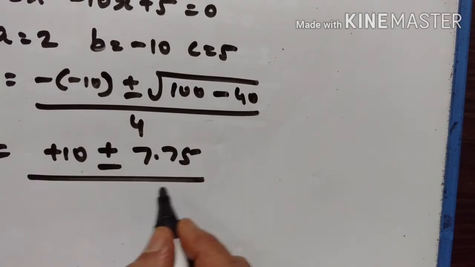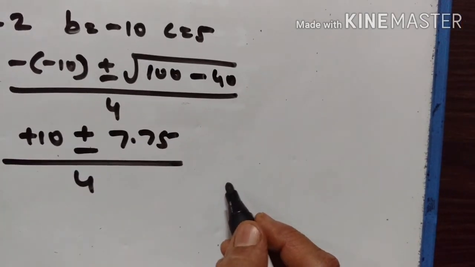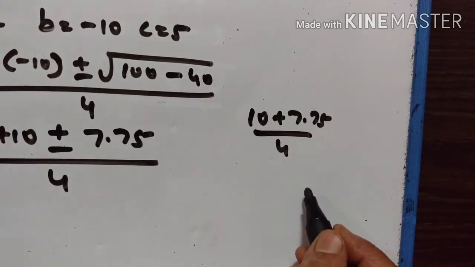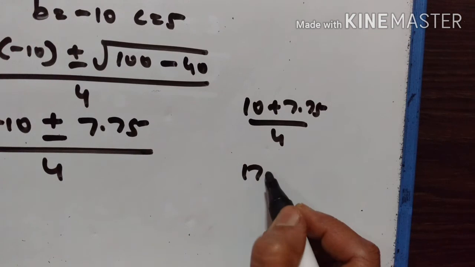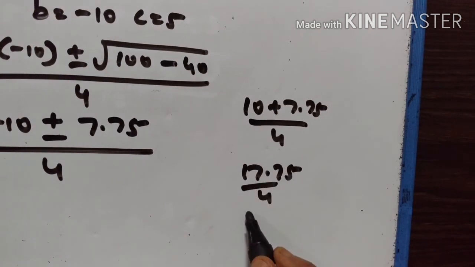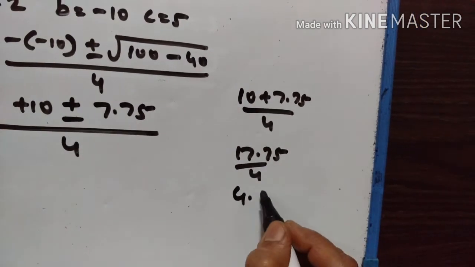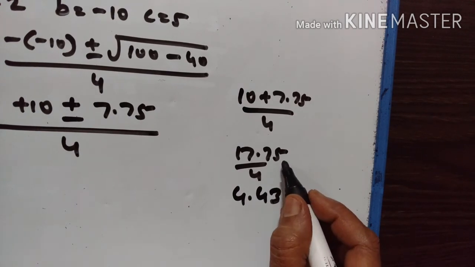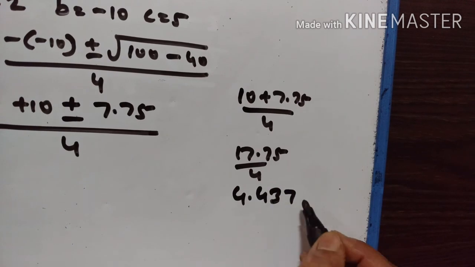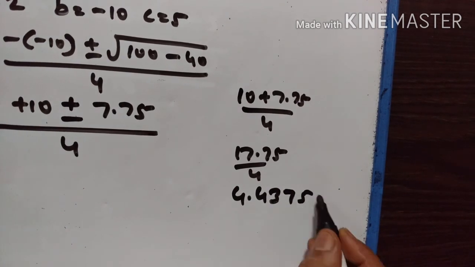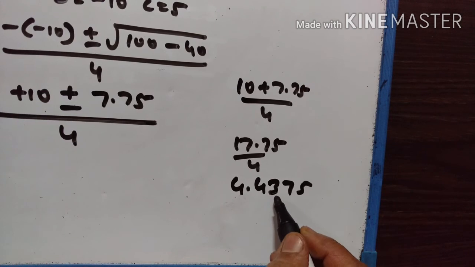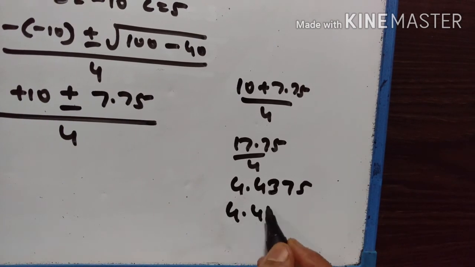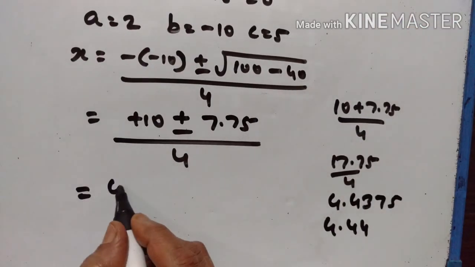7.75 upon 4. So 10 plus 7.75 upon 4. 17.75 upon 4. 4 4s are 16. 4 4s are 16. 4 3s are 12. 3 remains. 4 7s are 28. Correct to 2 decimal places. This is more than 5. So we can increase 1 here. 4.44. One root is equal to 4.44.